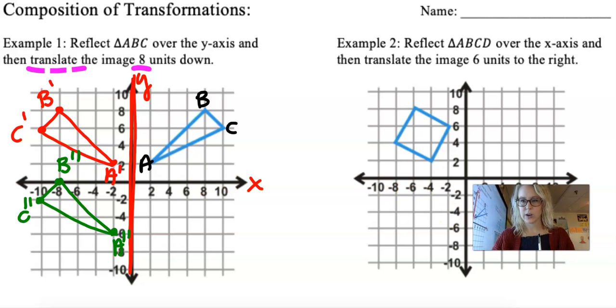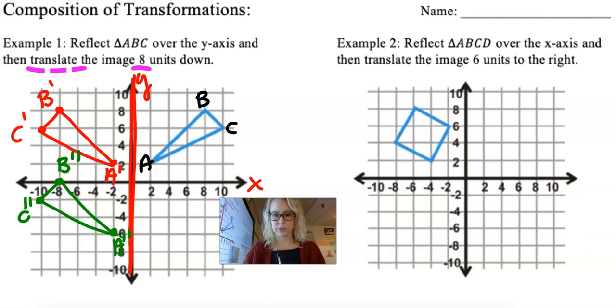So let's try another one. How about y'all try number 2? I want you to reflect A, B, C, D. So let's go ahead and add some letters. A, B, C, D. I want you to reflect that shape over the x-axis and then translate it 6 units to the right. Remember, our scale is by 2, so each box represents 2. Try example 2 and press pause, and we'll go over the answers.